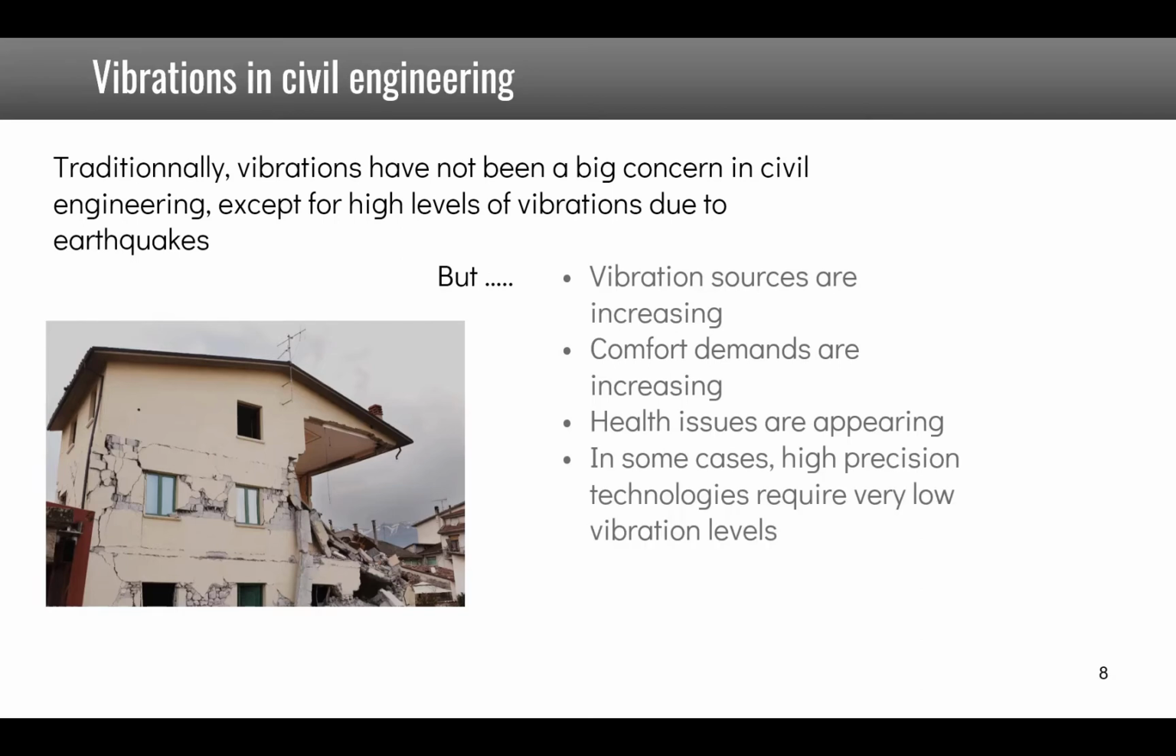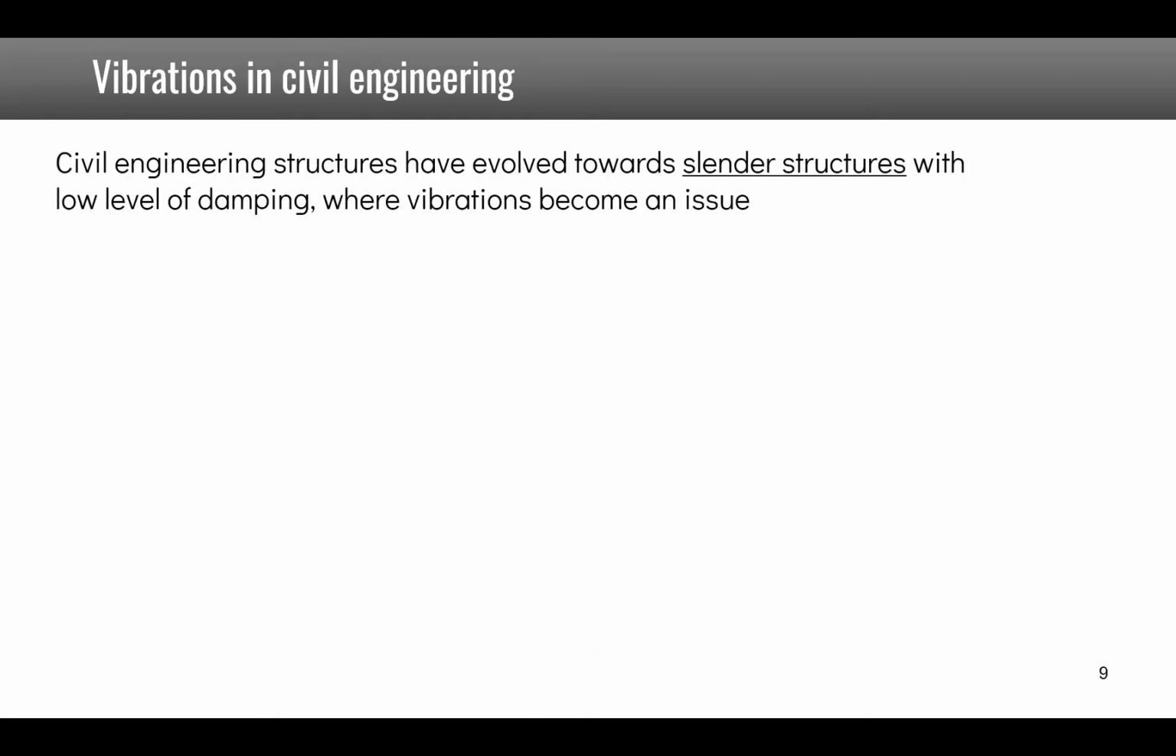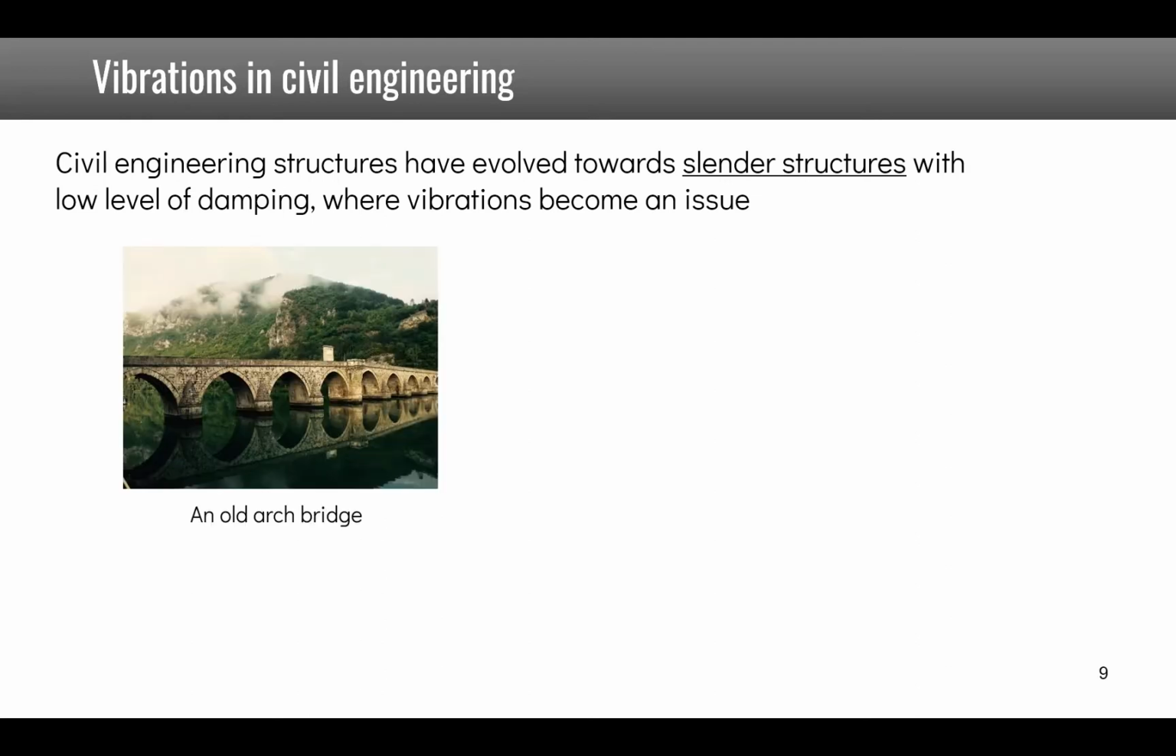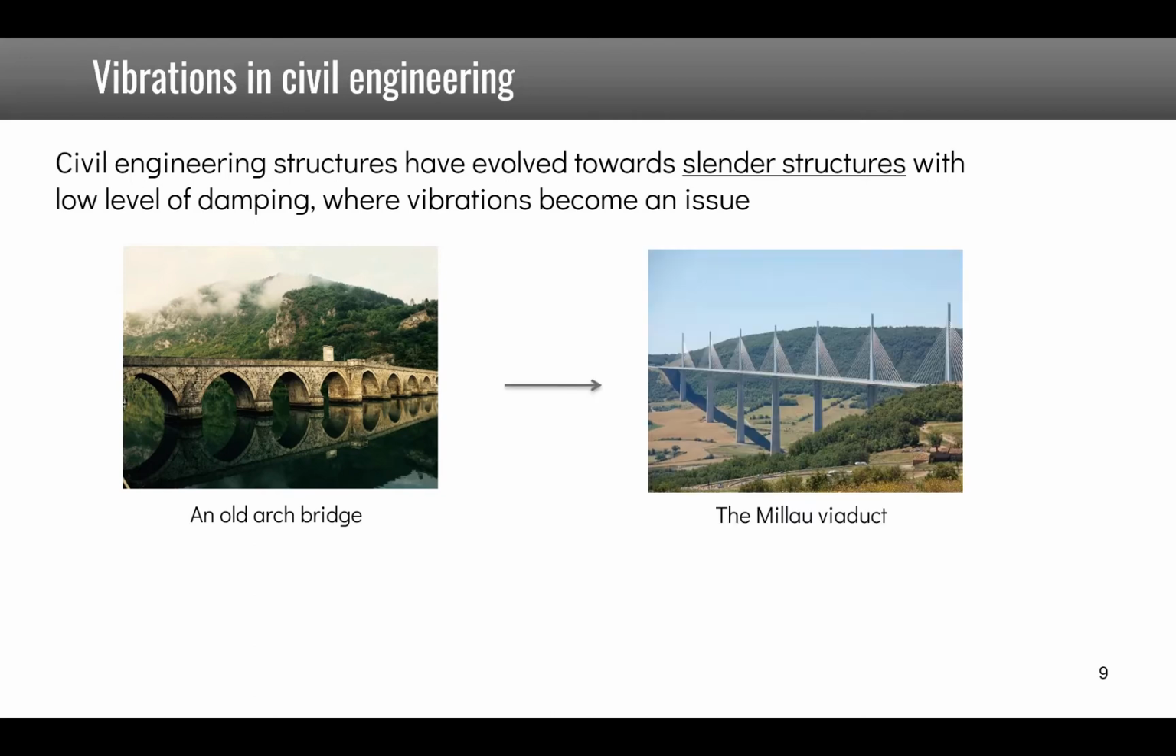In some cases, also in buildings, you have high precision technologies which require very low vibration levels in order to be able to be used. Another problem is that new designs make some structures more susceptible to vibrations. I want to illustrate that with this example. On the left, you have a picture of an old arch bridge, which is a pretty massive structure and will not be subjected to a lot of vibrations. On the other hand, more modern structures, such as the Millau Viaduct, are much more slender, and in this case, they will be much more subject to vibration problems.